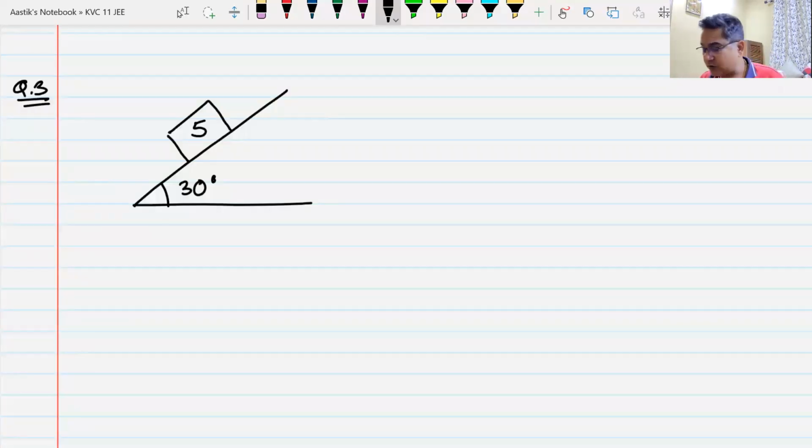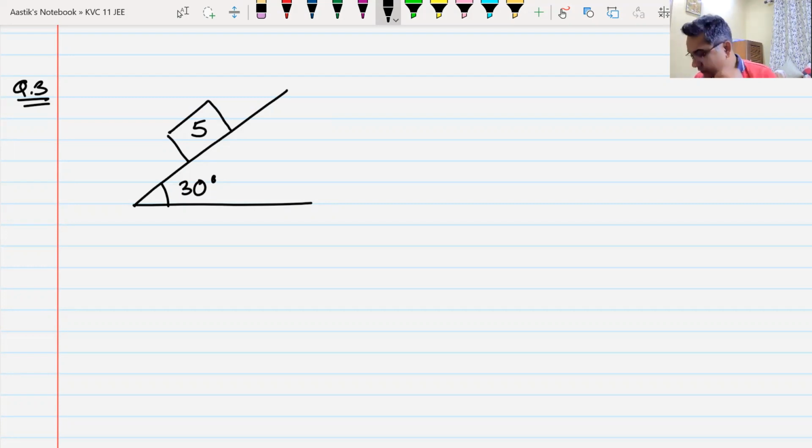Okay, now I have a block on an inclined plane. We have seen questions on the block on the inclined plane. We have seen that if this block is free to move, it will move down. What was the expression of the acceleration of this block kept on an inclined plane? It was 5 meters per second squared, g sine theta, g sine 30 degrees, right?